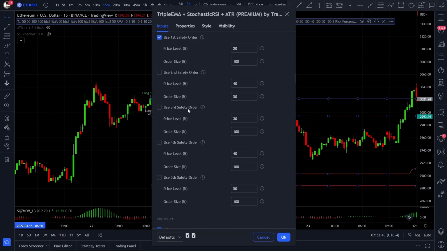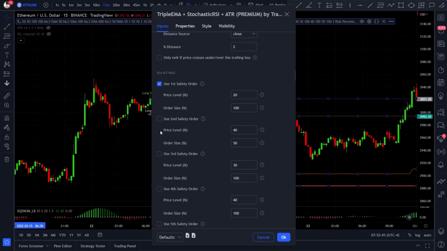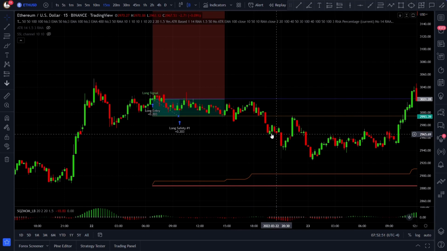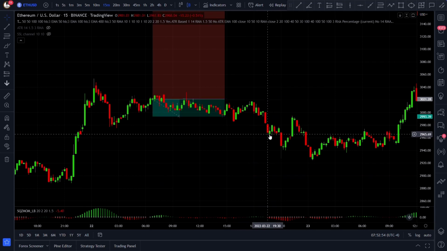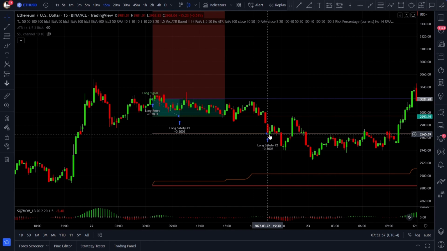For example, I can set the second one to 40% drop with a 50% entry. That should give us an entry right here. And as you can see, it does. The order size is now set to half of the original order, as I set the order size percentage to 50%. You can set up to 5 DCA levels.